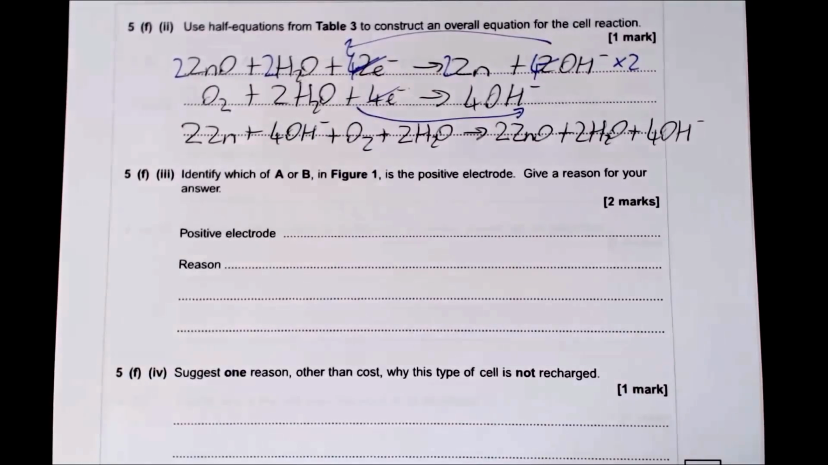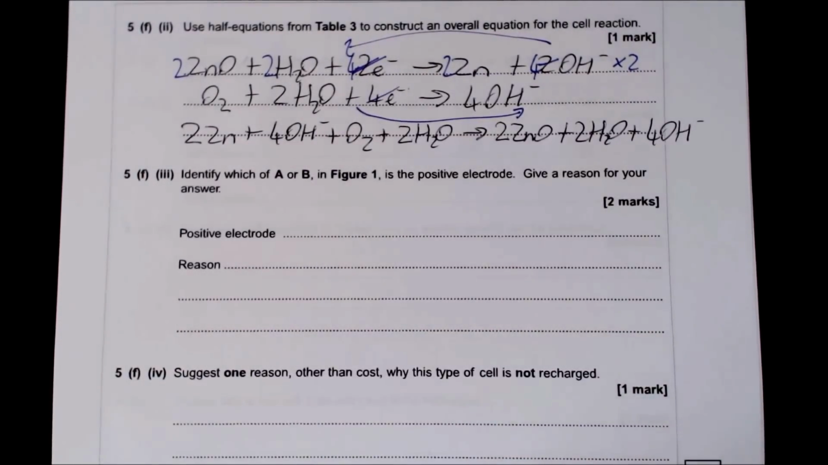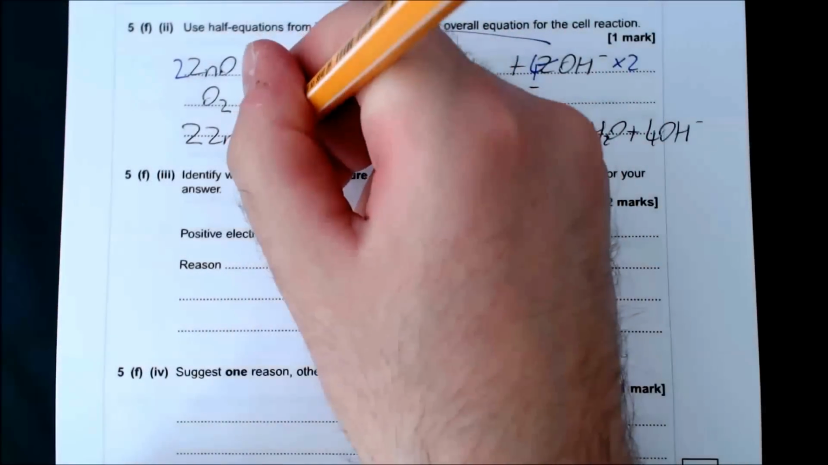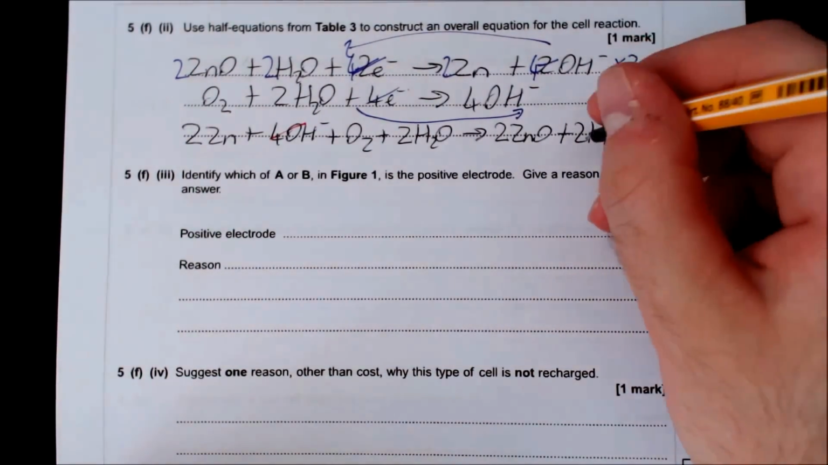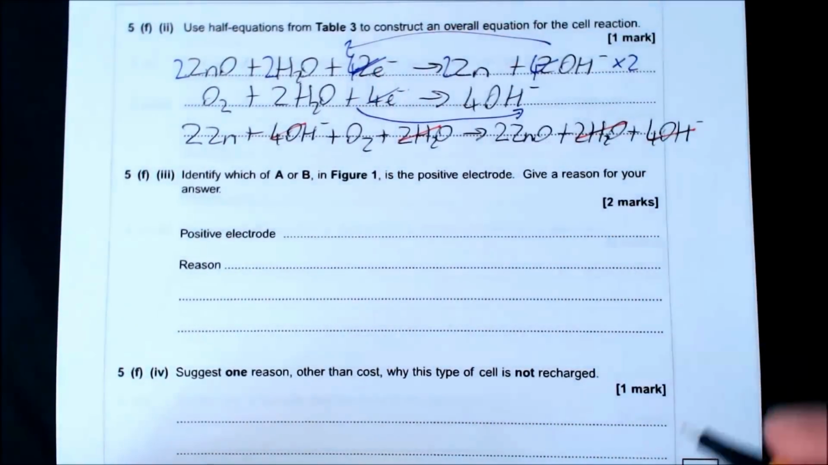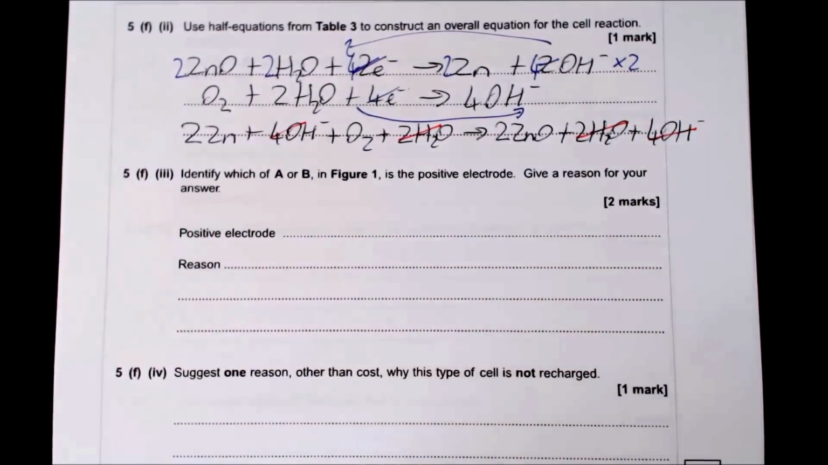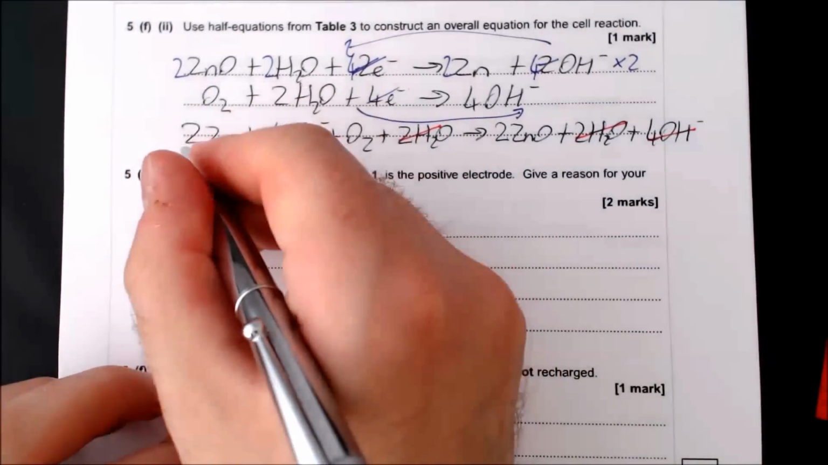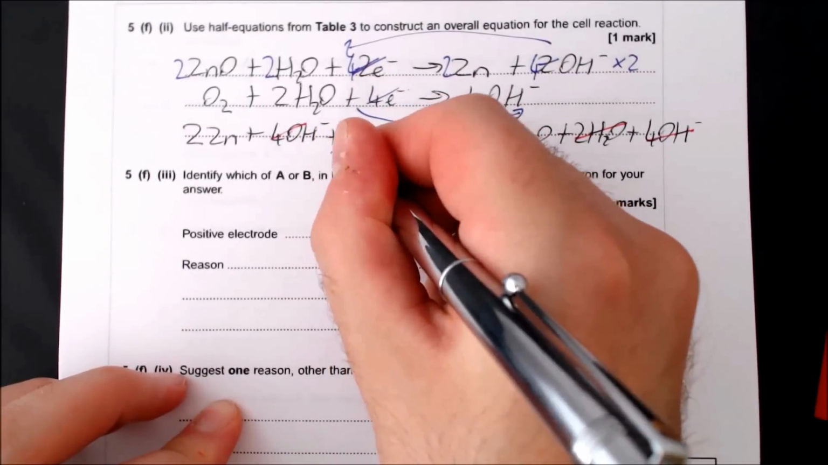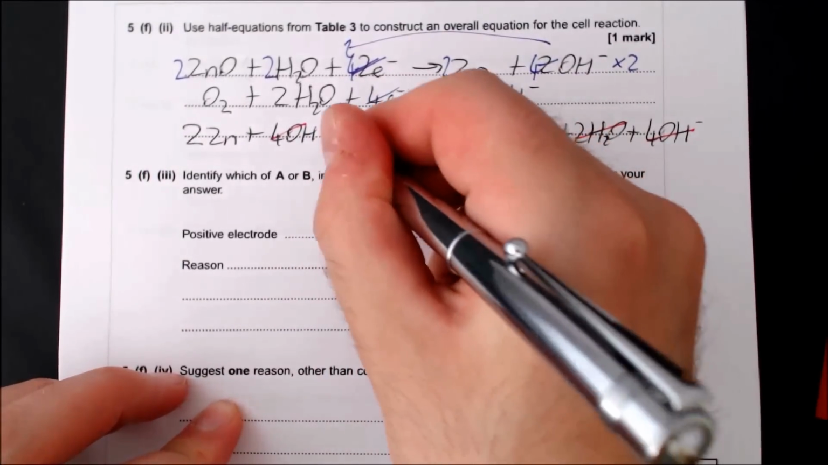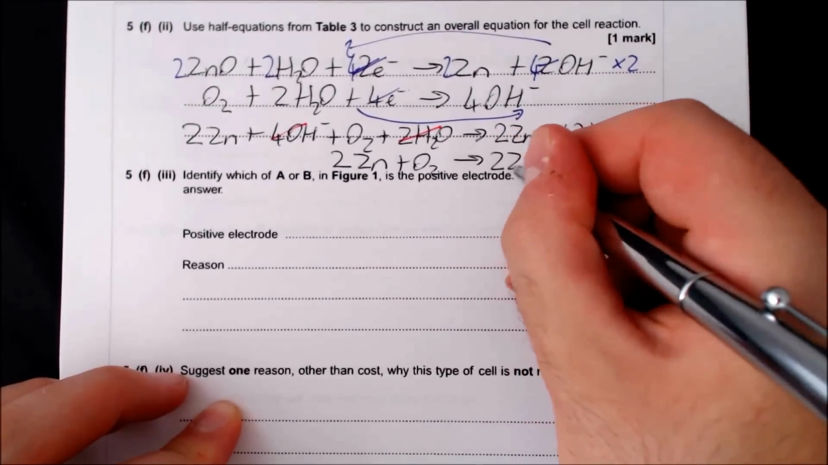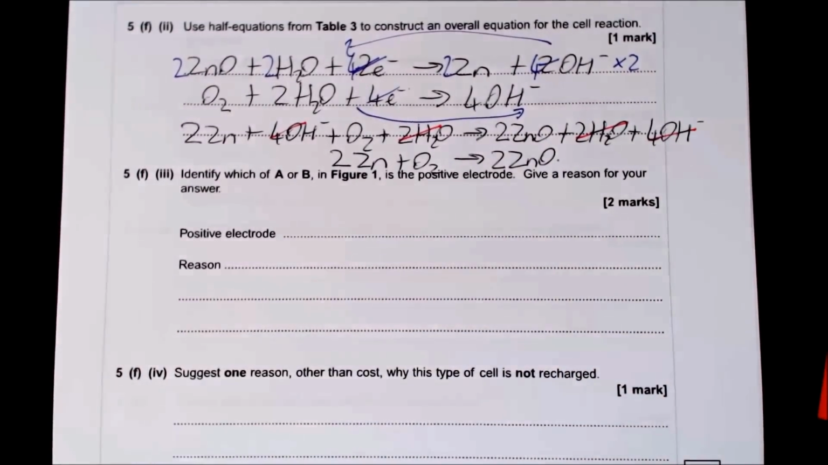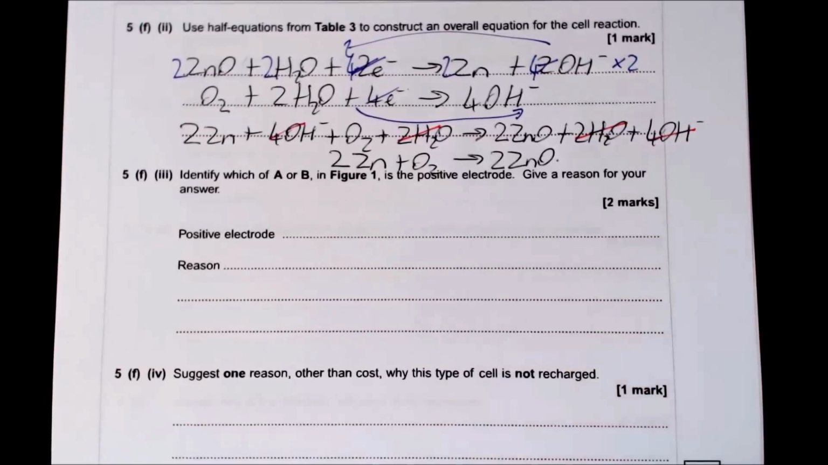Now we can simplify this quite a lot, because we've got a lot of species on the left and right. We've got 4OH minus on both sides, so we can get rid of those. We've also got 2 waters on each side, so we can cancel them out. Then we write our overall equation, because this is the overall reaction: 2Zn plus O2 produces 2ZnO, which is zinc oxide. And all that would just get you 1 mark.